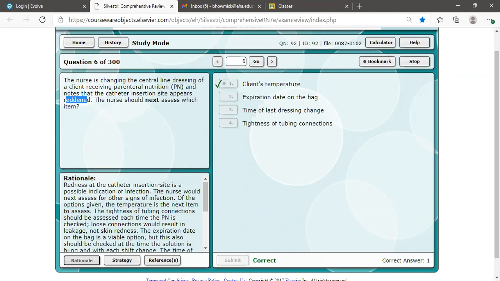It is called diagnosis. For the options given, the temperature is the next item to assess, then tightness of the tubing connection should be assessed too. A loose connection would result in leakage, not skin redness, right? The expiration date on the bag is a variable option, and definitely the RN, when starting the channel, must check it, right? So when you read this question, just try to find the clue linked to what the examiner is actually asking you.